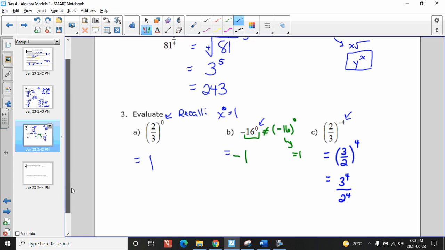And you can grab a calculator for that, or maybe remember that 3 to the 4 was 81, and 2 to the exponent 4 is 16. That can't be reduced at all, so that's the final answer. I'm not going to grab my calculator to change it to a decimal because it's just the same answer in a different form.